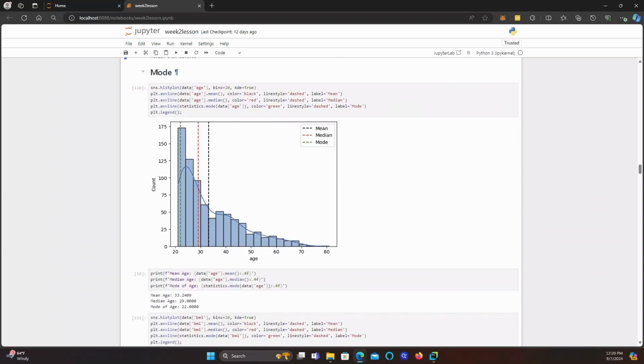The mode means the most common value. So in a histogram like this, it's the point where the tallest bar is. So in age, it's somewhere in the low 20s.